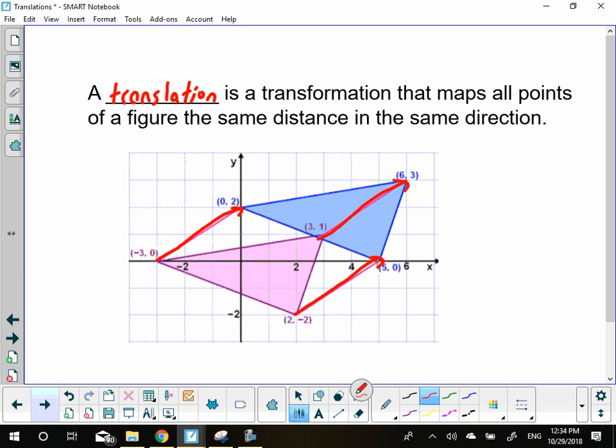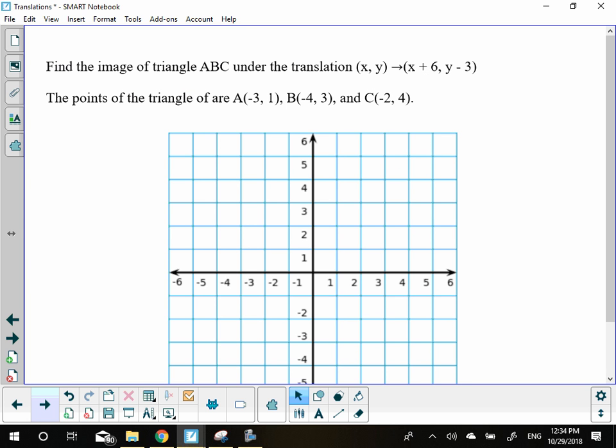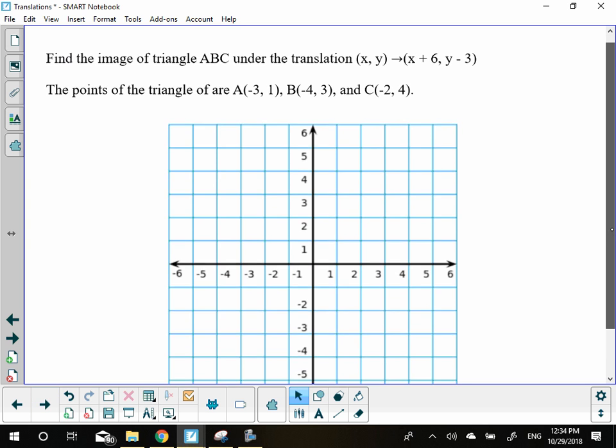So it's always going to be a parallel move. So we're just talking about translation. When you're moving each vertex over, if you wanted to draw a mapping onto it, all your lines are always going to be parallel. So it's all moving in the same direction, and they're all moving the same amount of spaces. So let's try doing an example problem here. It says, find the image of triangle ABC under the translation.